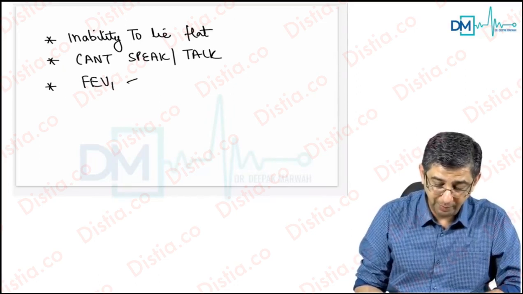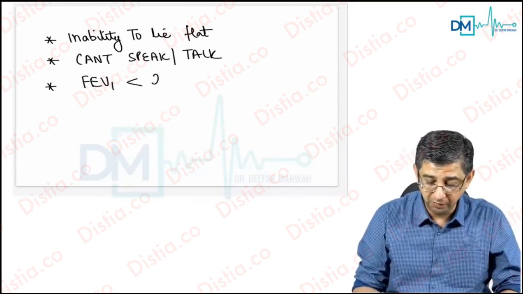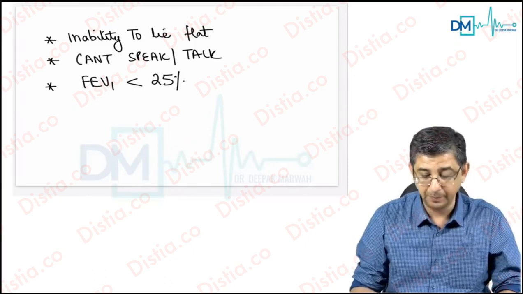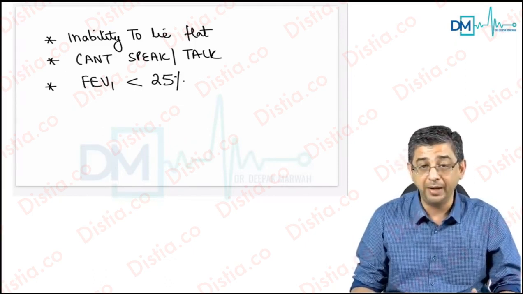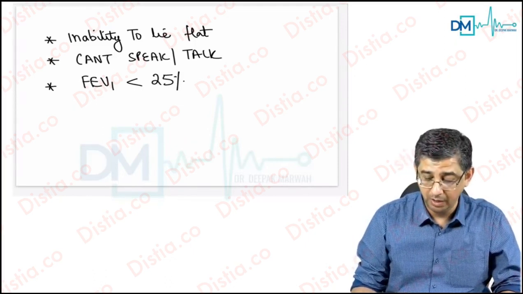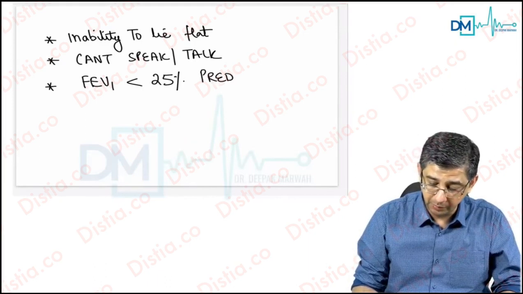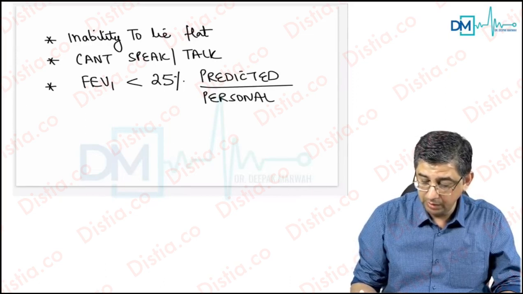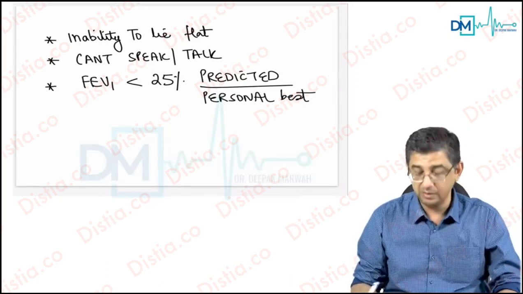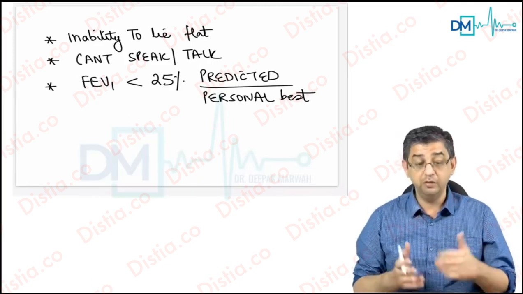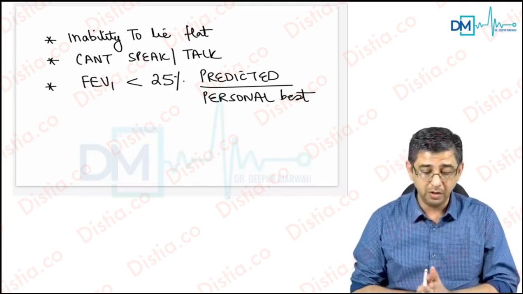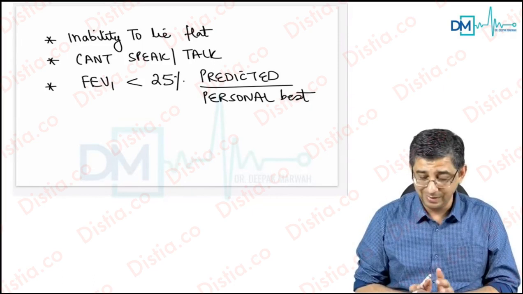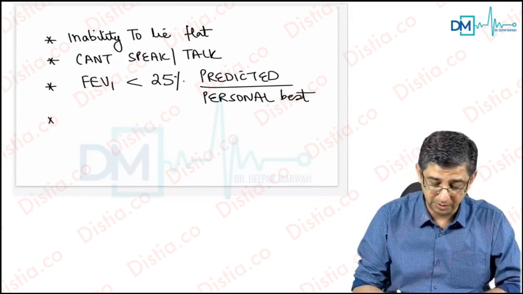FEV1 of the patient will be dramatically reduced. If FEV1 is less than 25%, that means there is impending respiratory arrest in the patient. This is less than 25% of the predicted value or the personal best. Whatever best FEV1 value that this person has demonstrated in a spirometry lab when he was well, when you compare with this, the current value is less than 25%. It is definitely an indication for hospitalization.